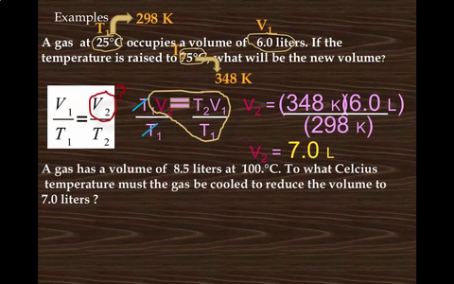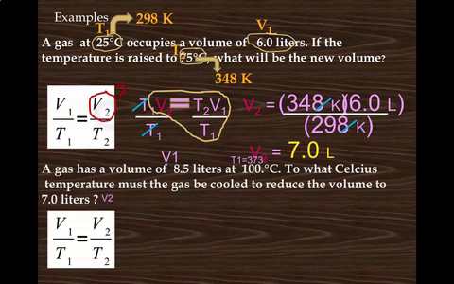A gas has a volume of 8.5 liters at 100 degrees Celsius. To what Celsius temperature must the gas be cooled to reduce the volume to 7 liters? Okay, so I have V1 is my 8.5 liters, and the temperature that goes with that is 100 degrees, and if I add 273, I get 373. And then 7 liters is my V2, and I want to find my second temperature.